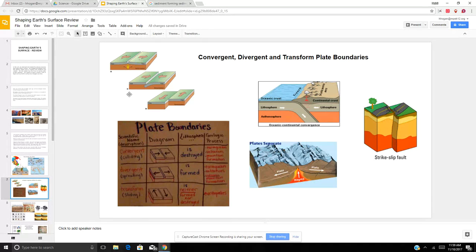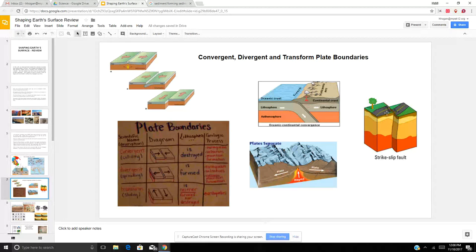Divergent, where they're moving apart or spreading apart, new land is formed. So more land is formed. So earthquakes happen. You can form volcanoes and or a volcanic mountain. And transform is where they slide, and that can cause earthquakes.